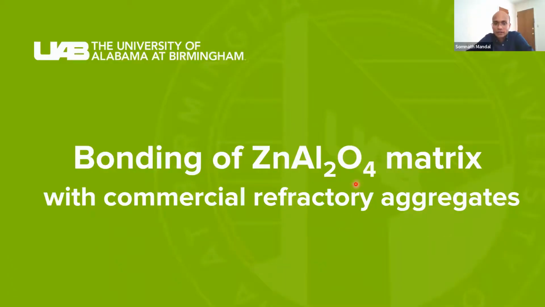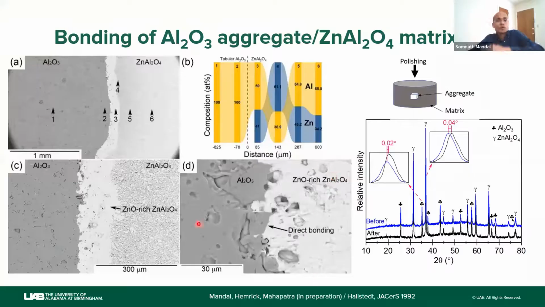So then the final part of the PhD thesis is the bonding of zinc aluminate matrix. What you see here is that you have this aggregate which has been surrounded by the matrix phase, and we have sintered and polished from top to expose this, and that's what you are seeing here, the top view. You have the tabular alumina aggregate, and you have the zinc aluminate matrix, and I did point EDS, and what I found here is that there is something going on in the interfacial region.